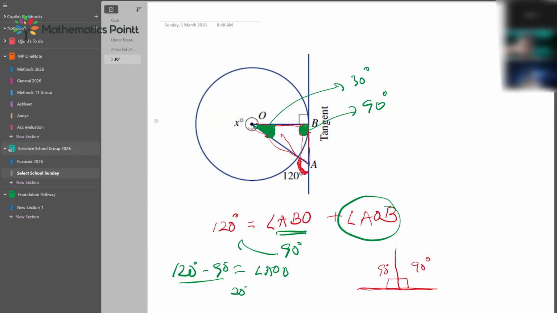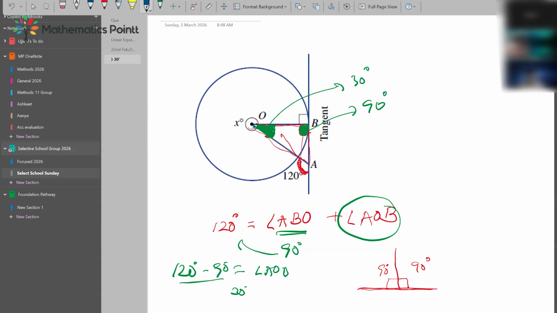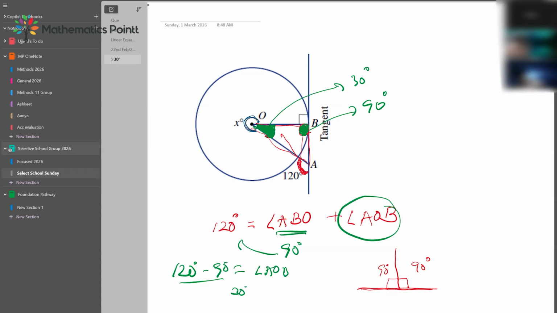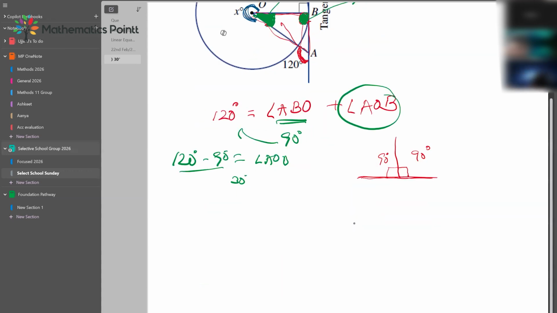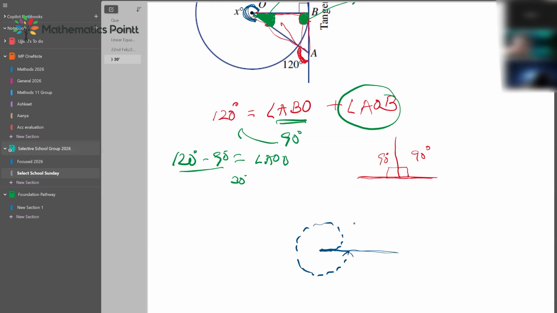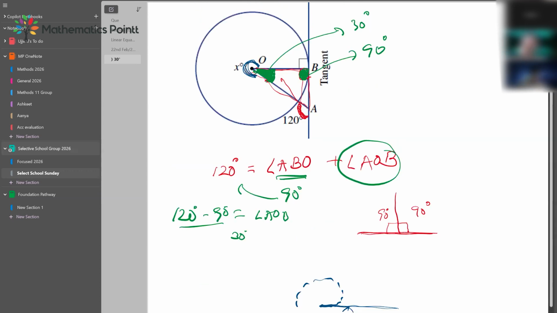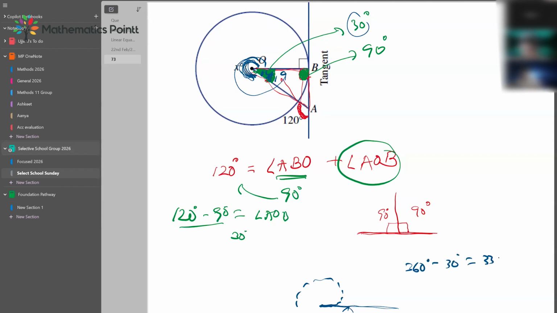But I am actually after this angle. I told you the concept of reflex angle last time. If an angle is making a full circle, it is 360 degrees. So here, this angle is 30 and a full rotation makes 360. So what would be this? 360 take away 30 is 330 degrees.